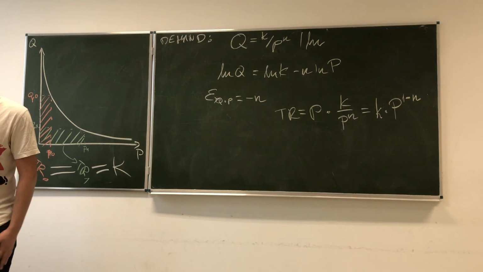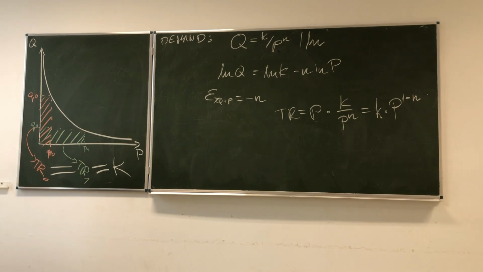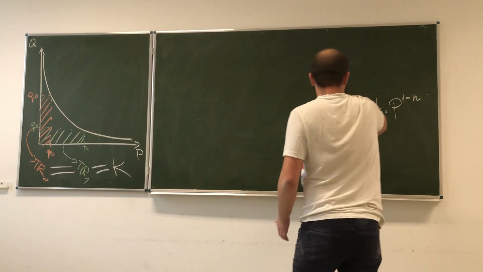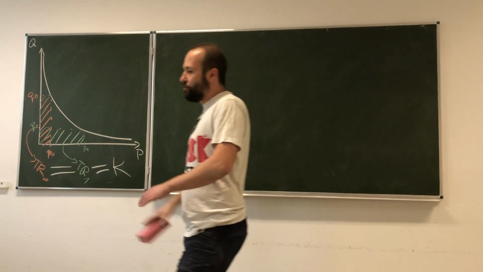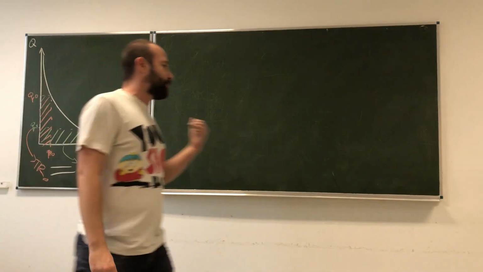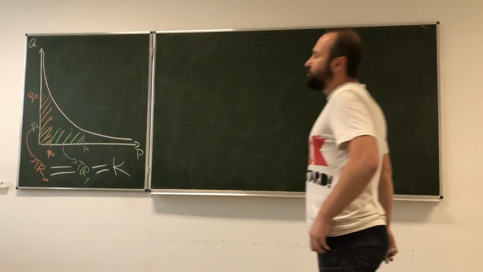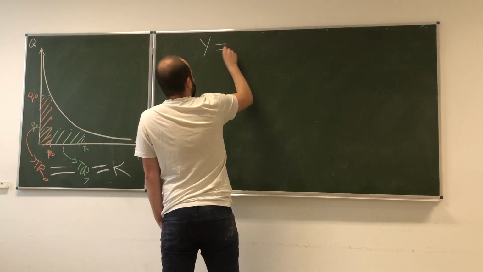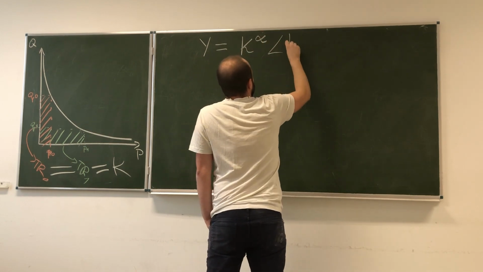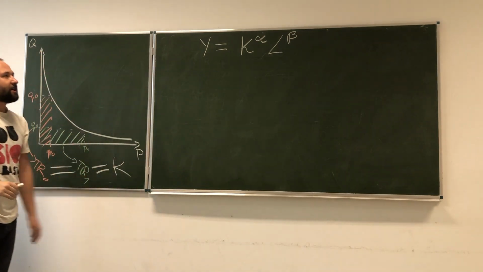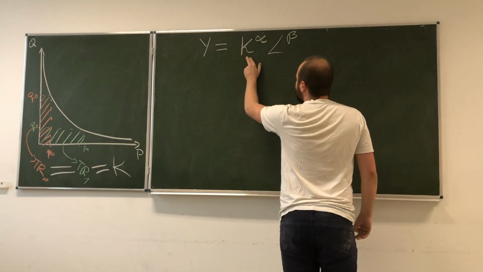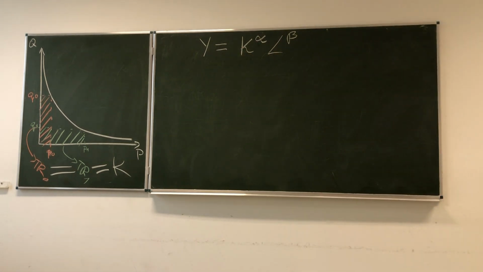Okay, so now let's try another example. This time we are going to broaden our horizon a little bit because we're going to move from general elasticity to partial elasticity. And look, first thing we're going to do is a production function. So we've got K to the power of alpha, L to the power of beta. So the level of production in a country is equal to the level of capital to the power alpha, the level of labor to the power beta.